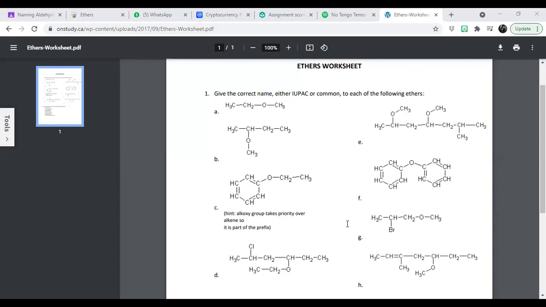Yeah, I would mention the bromo first and then the methoxy, Charles. And also I would give the number for the methoxy, where the methoxy is located. Is it in carbon number 1, 2, or 3? So can somebody give another try to this one, G?